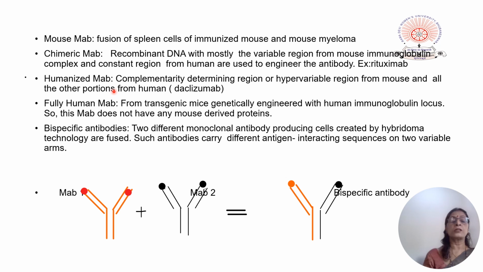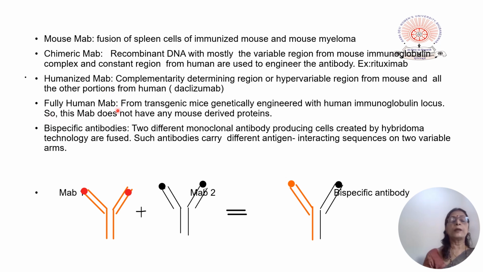Humanized means it is not completely human based. Some region belongs to the mouse. The complementary determining region or the hypervariable region belongs to the mouse, and the other portions, most of the portions, come from the human. And daclizumab is an example of humanized monoclonal antibody.